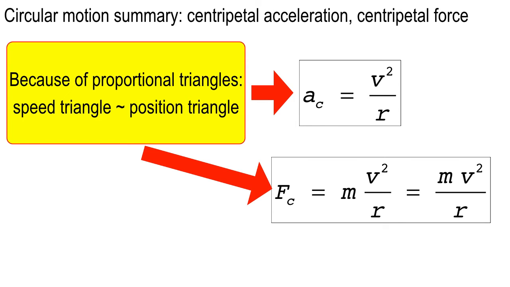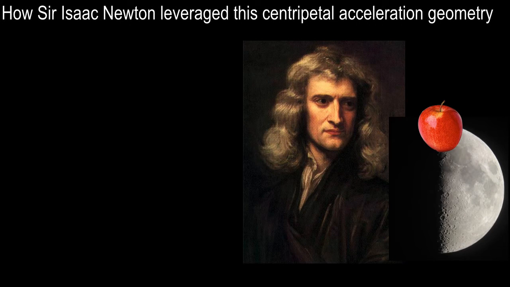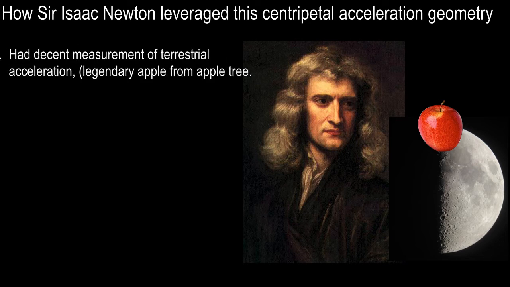And I tend to think in terms of centripetal acceleration a little bit more than centripetal force, but we're going to do an example here of centripetal acceleration concepts that the star pupil of Galileo came up with. The star pupil of Galileo was Sir Isaac Newton. And what he did was leverage these centripetal acceleration concepts into figuring out the theory of universal gravitation. So let's take a look at what he worked with.